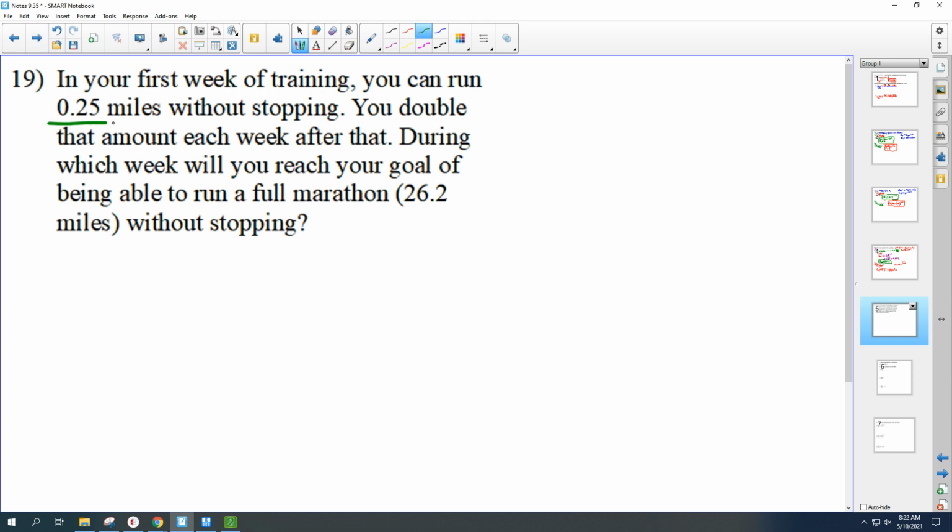Notice we start and we can run 0.25 miles. Or you can, but it's kind of important that you're doubling that each week. All right, so the next week, I think the easiest way to do this problem is just to list it out. A sequence is a list, and the next number in the list, if you double that, is 0.5. And then the next number in that list is 1. And then double it, you get 2. And then double it, you get 4.